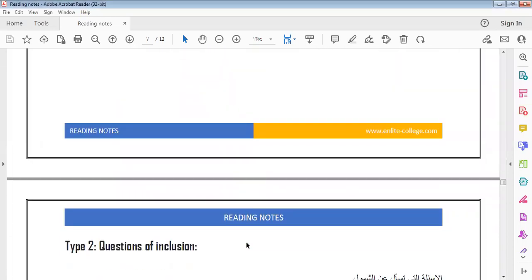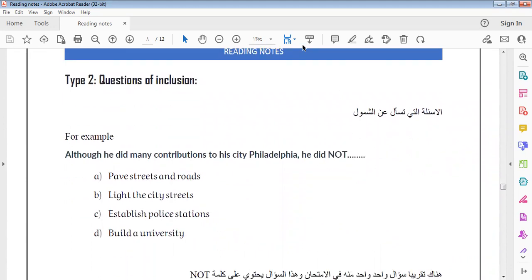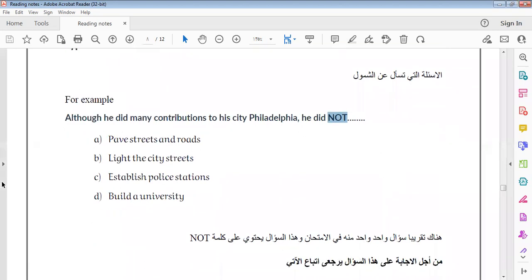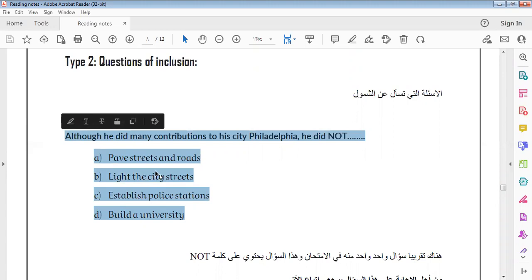Okay guys, let's go to question of inclusion اللي هي الأسئلة التي تسأل عن الشمول. The question always includes the word not. دايما بنلاقي فيه كلمة not in capital letters الطريقة دي. Okay. And you may find only one question in the exam. غالبا هتجد one question in the exam related to inclusion متعلق بالinclusion الشمول.